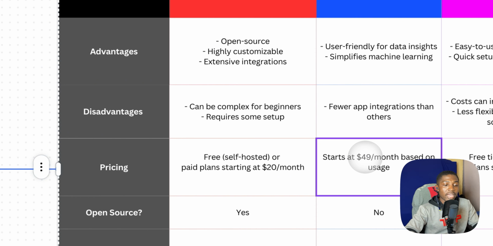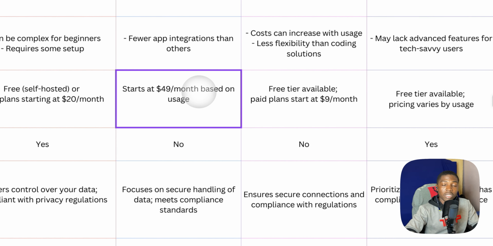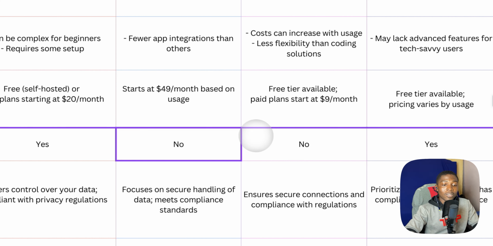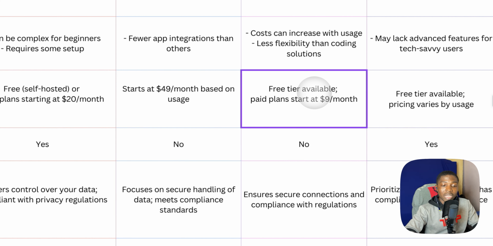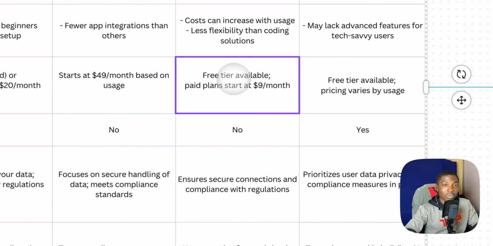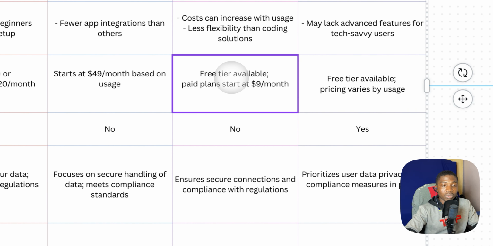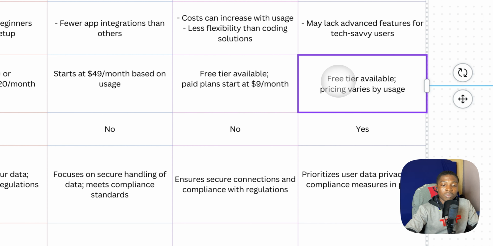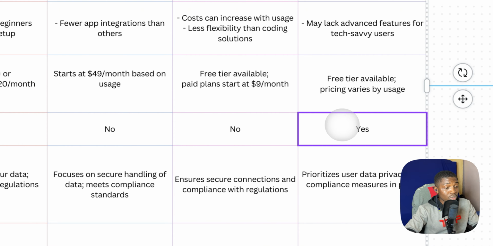For Relevance AI, you have a monthly fee to pay, and it's not open source. Make.com allows you to start free. It gives you some limit on the various workflows and automations that you can create. It's the same thing with Flowise. You can start free. Flowise is actually open source.